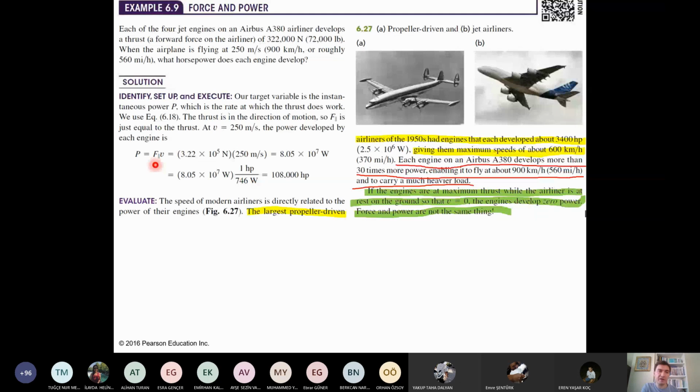Here you have a huge force produced by each jet engine, but the velocity of the airliner is 0, so the power will be 0. Force and power are not the same thing. You have force on the engines when the airliner is on the ground, but since there is no velocity, there is no power. This is a special condition if the airliner is staying on the ground at rest. Any question here related to this example?